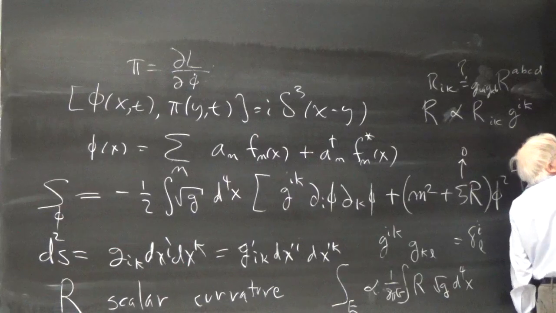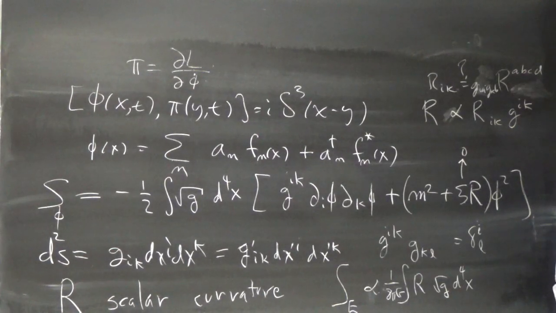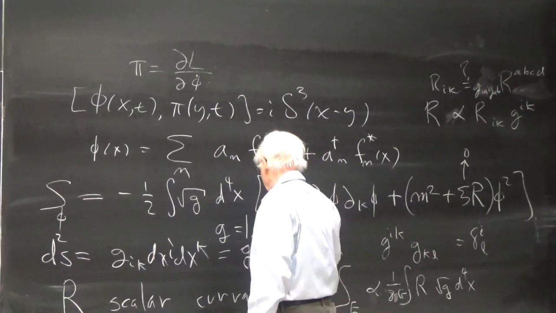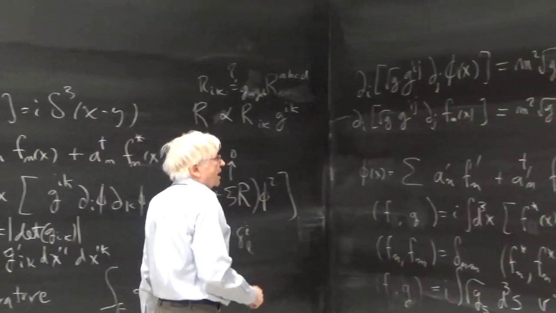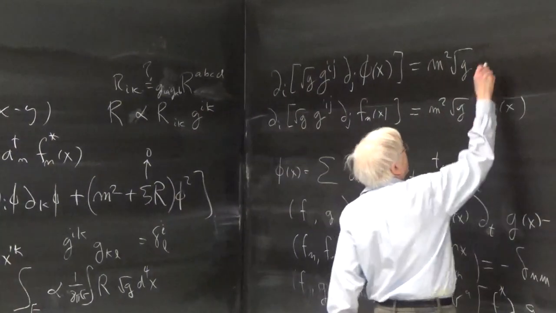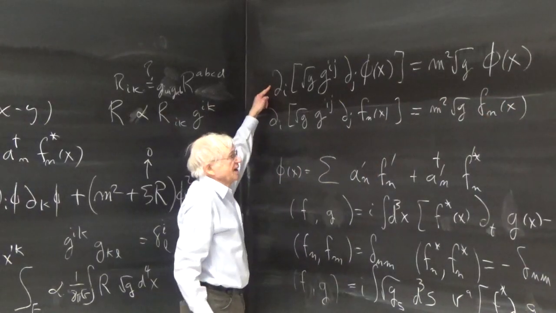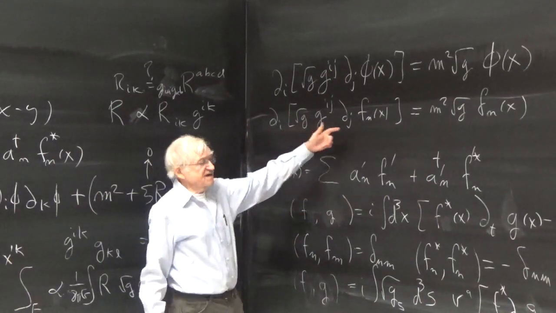The field equation for the scalar field is that this is m squared square root of g. G is the absolute value of the determinant, I forgot to say that also. G is equal to the absolute value of the determinant of g_ik. And, okay, we want the field to satisfy this equation, so if we expand it in terms of mode functions, we want the mode functions to satisfy the same equation.